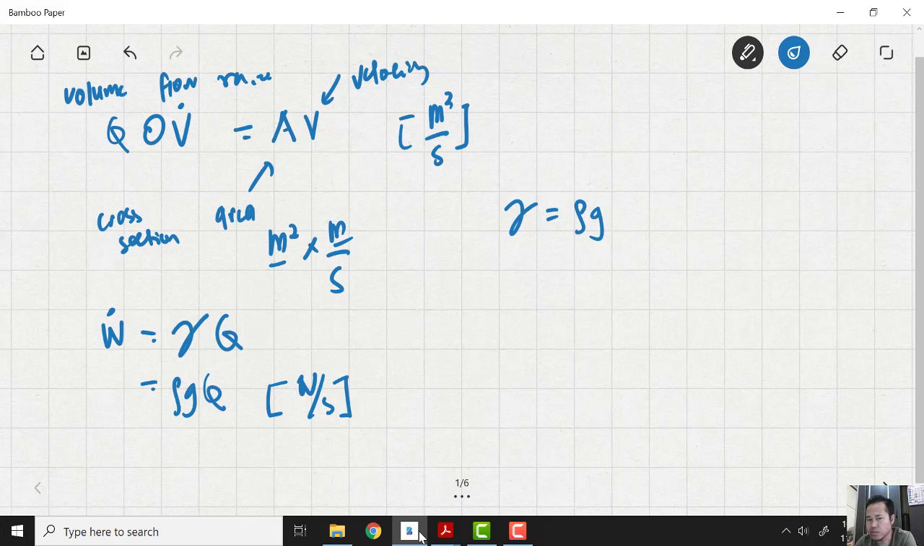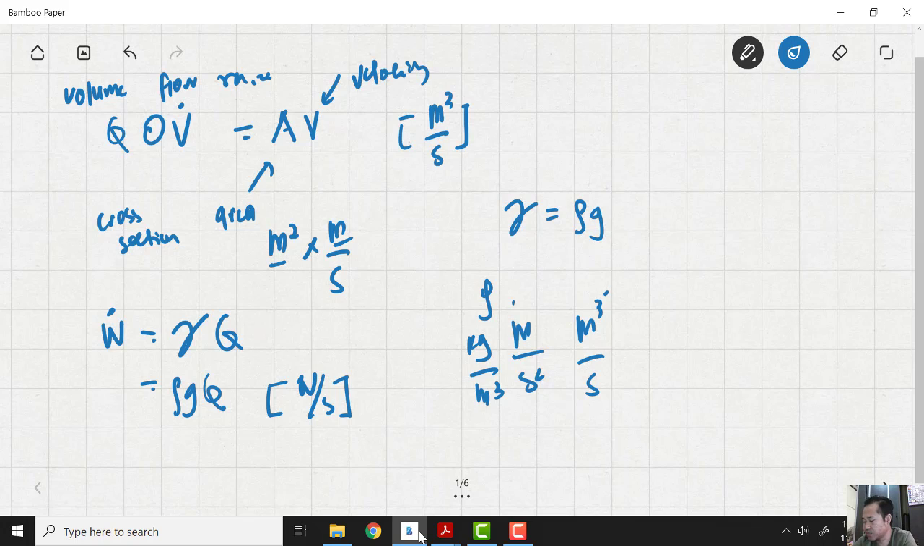So is it true? Newton over second. It is very easy to find. We have rho, the unit is kilogram over meter cubic, and we have g, the unit is meter over second square, and we have Q, the unit is meter cubic over second.